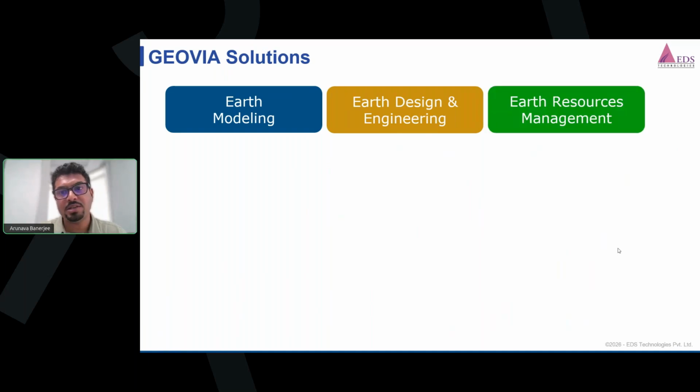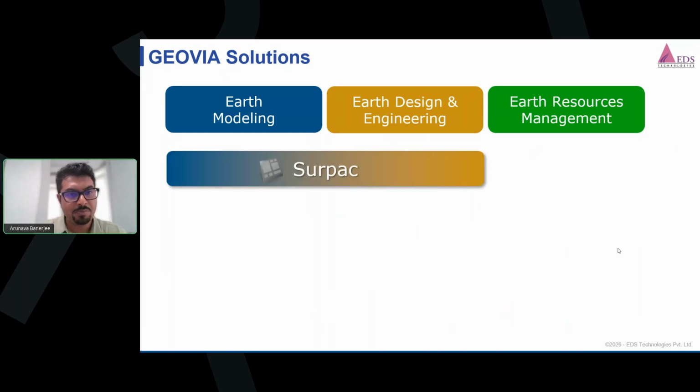And the third part is the earth resource management for production planning, for short term, mid term, and long term production planning, and to manage all the aspects and day to day scenarios we can develop from here up to the end of life of mines. So GEOVIA Solutions is divided into these three parts.